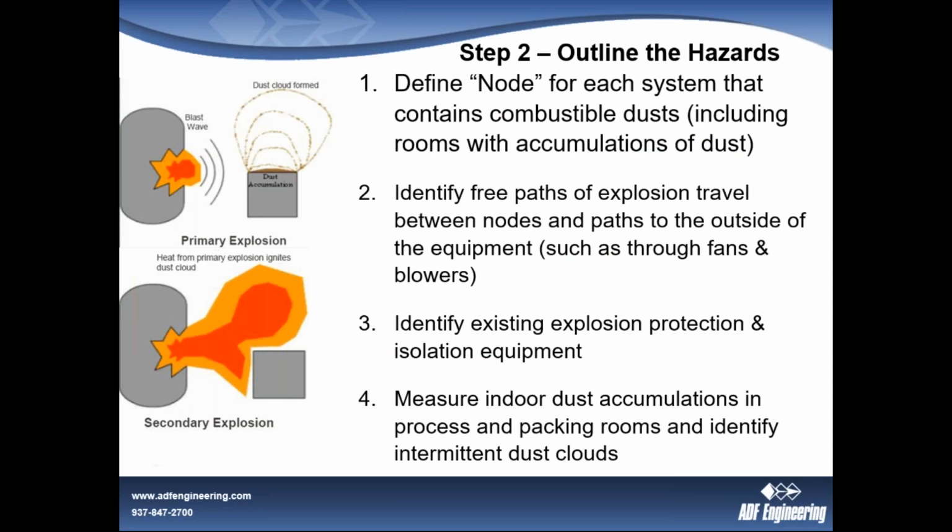So, as I mentioned, in the next step, you need to outline your hazards. That is, define the nodes. Where do you have equipment that is handling this material? Identify the free path of an explosion or travel from one piece of equipment to the next, or worst of all, to the outside. Identify your existing explosion protection and isolation equipment, and measure your indoor dust accumulations in your process areas and your packing rooms. Where I tend to find problems here are in those packing rooms. They're notorious for this.